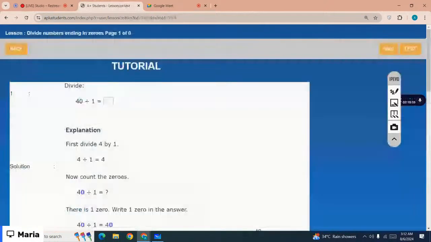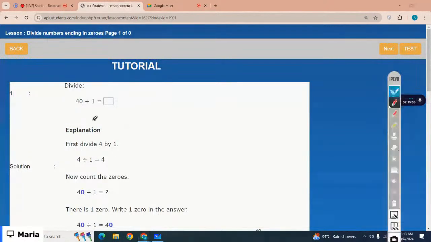Okay, so the first one is 40 divided by 1. So basically, when you have numbers given with zeros, how do we divide? We simply divide the non-zero values, right? You have 40 and 1. So you have to divide 4 by 1, because dividing numbers without zeros is easy, right? We know that 4 divided by 1 is 4.